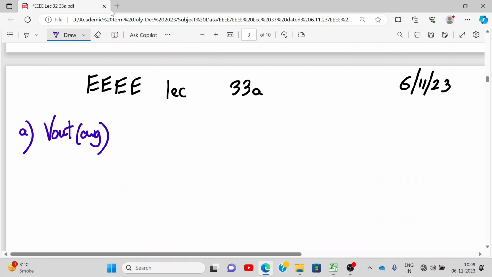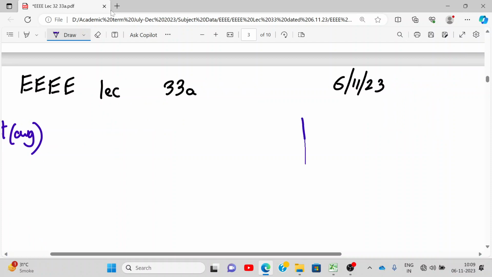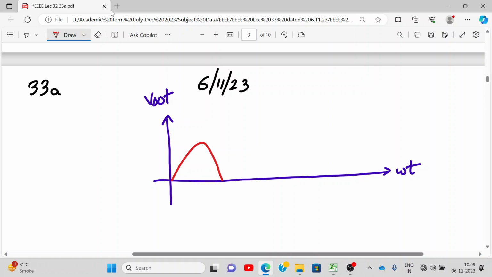Now at the start of the AC circuits, we have seen how to calculate the average value of a waveform. So now the waveform is like this. Please see this. This is omega t. This is my V out. For a half cycle, it's following the input, and for the other half, it's zero. Again, it's following the input. This is pi, 2 pi, 3 pi. This value is Vm.